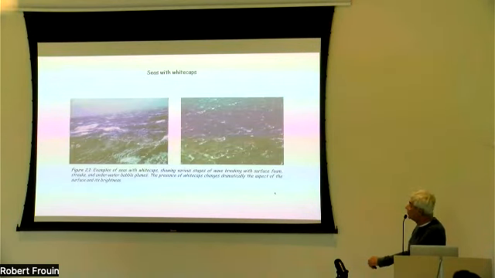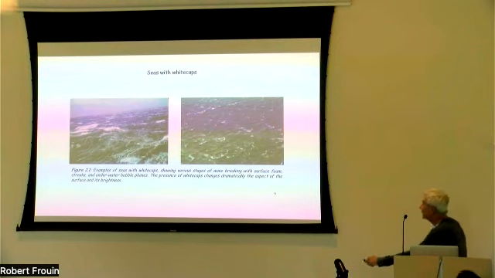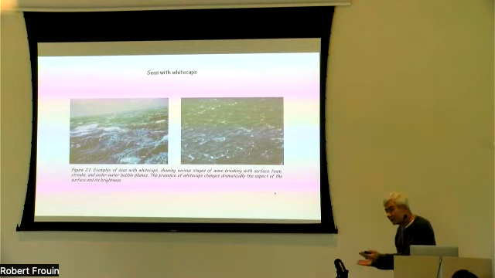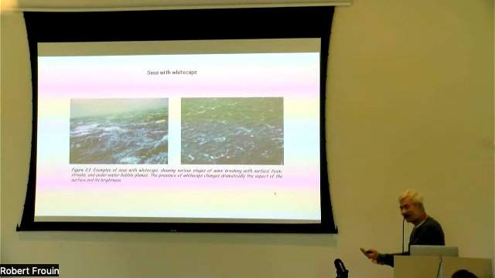So these are examples of seas with whitecaps. You can see here heavy whitecaps, it's probably in the Southern Ocean or somewhere else. And frankly, when you look at an ocean like this, you just wonder, what can I do? Can I do remote sensing?